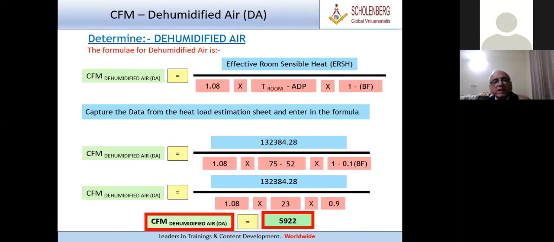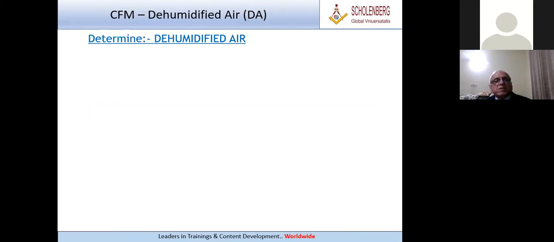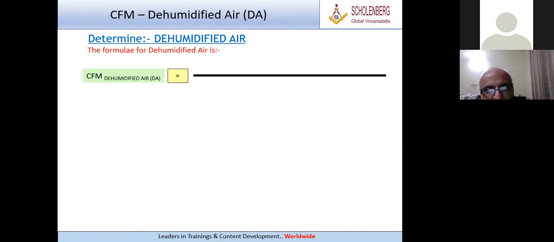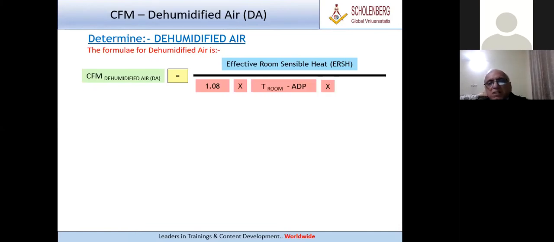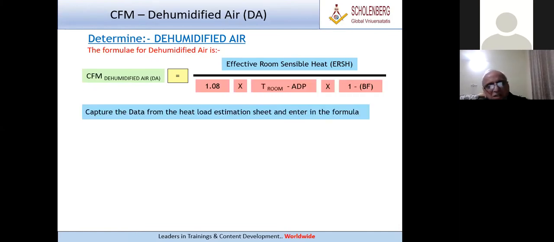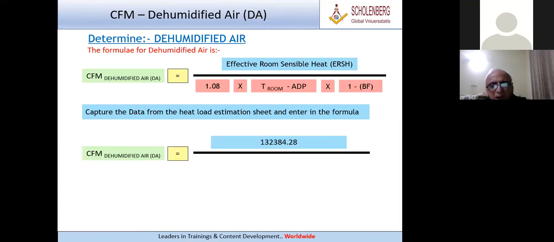Then you have the dehumidified part. Take a look at this also. The formula comes like this: effective room sensible heat. For beginners, they'll say, what is this? ERSH and all this. All this is mentioned in the complete module step by step, and a case study is given to you in that.